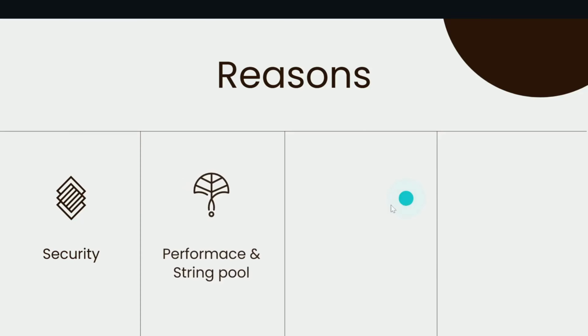The second reason is performance and the string pool. Java uses a special memory, which is the string constant pool. When we try to create a new string object, it looks for the value in the string constant pool. If it isn't present, then it will create a new one. Otherwise, it will just refer to the old value itself. So immutability makes sharing safe.